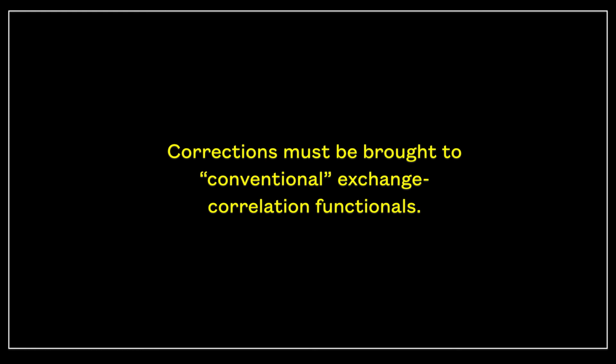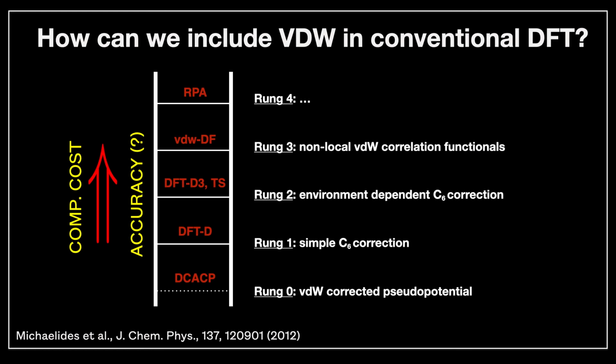Okay, so basically non-local means that the interaction at a given point depends on the density at every other point. That's what non-locality means. And so people came up with a number of schemes, and here I'm just going to show you one approach that people have used. It comes from this paper from Michaelides from 2012, where there is also a ladder, like the Jacob's ladder I showed you for the functional, a Jacob's ladder for the van der Waals interaction, with a number of ways to correct your exchange correlation functional, or at least your interactions, to get things right. So I'm just going to talk about three of those rungs, the 1, 2, and 3.